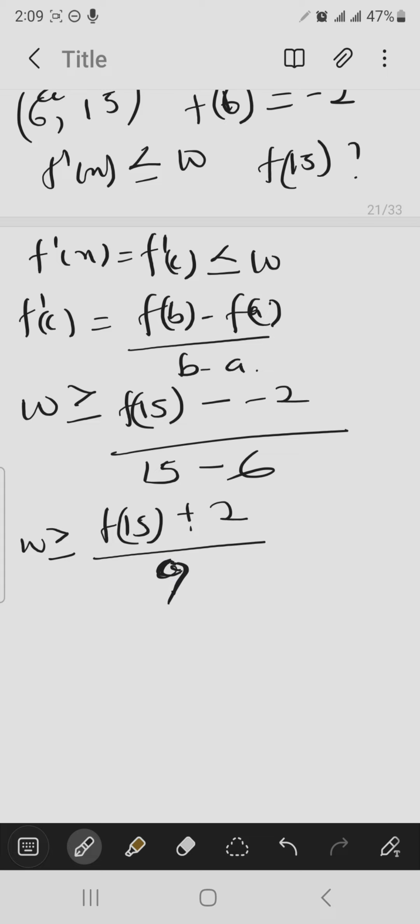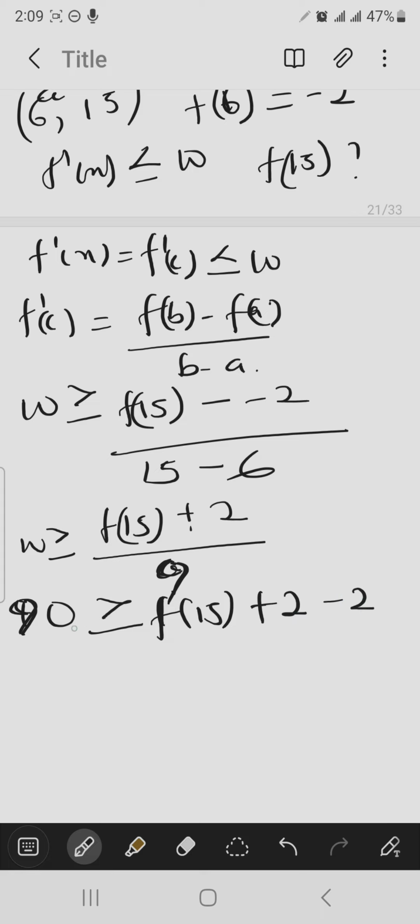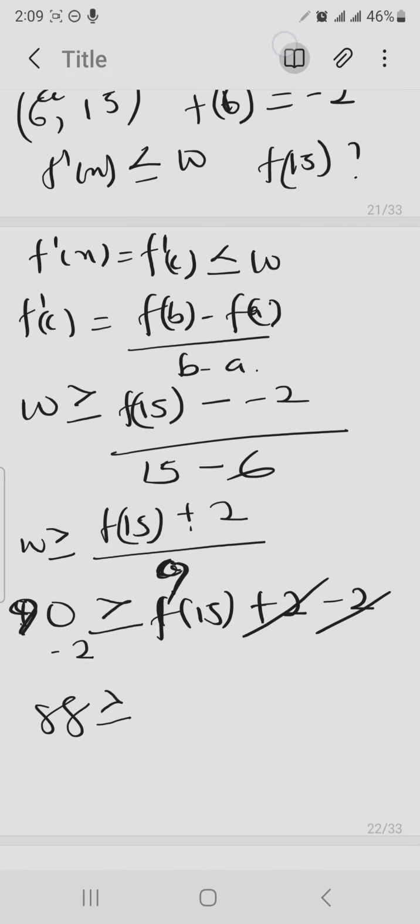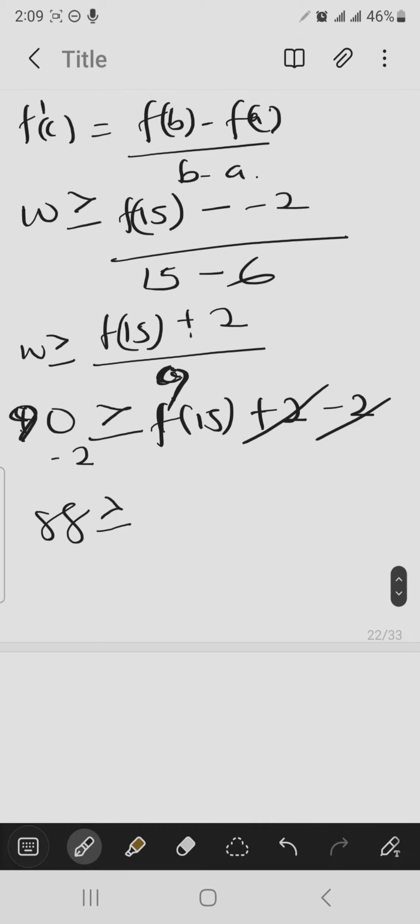So now when this becomes 9, 10 times 9 is 90 greater than or equal to f of 15 plus 2. So when we collect the like terms, minus 2 here, minus 2 here. So this one is going to be 88 greater than or equal to f of 15.